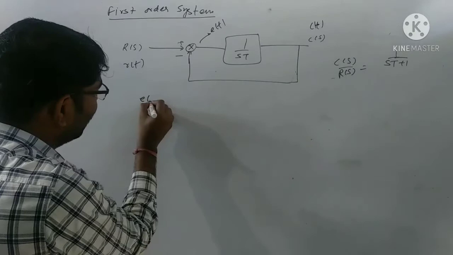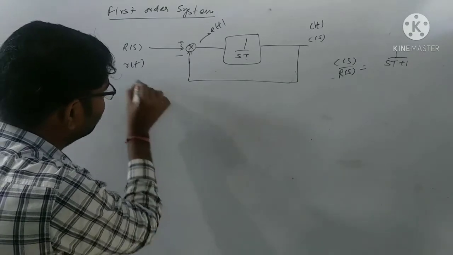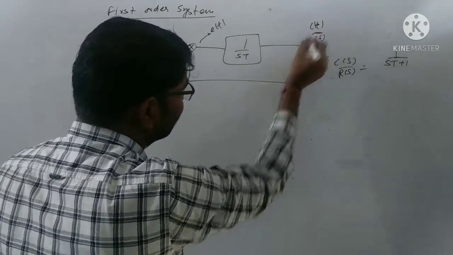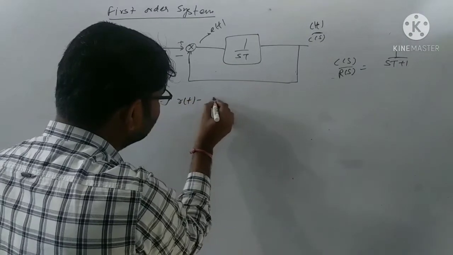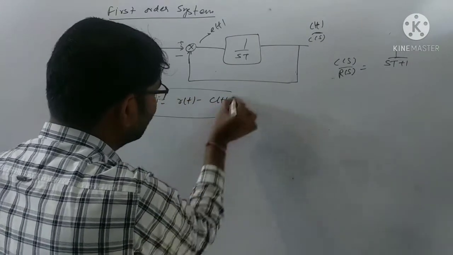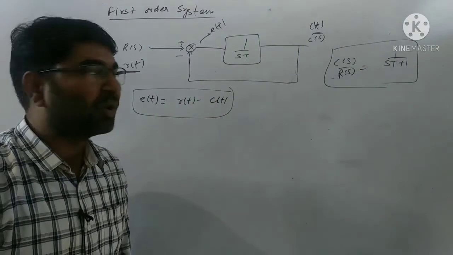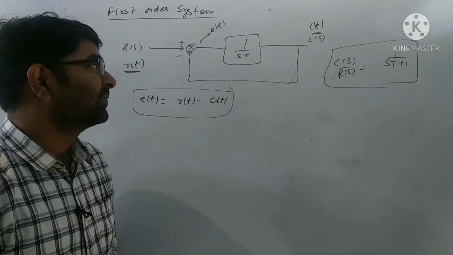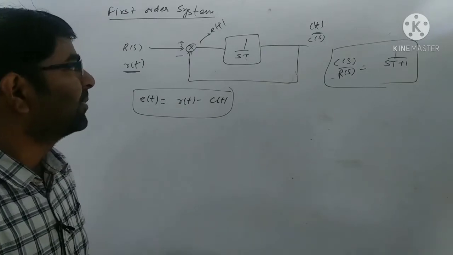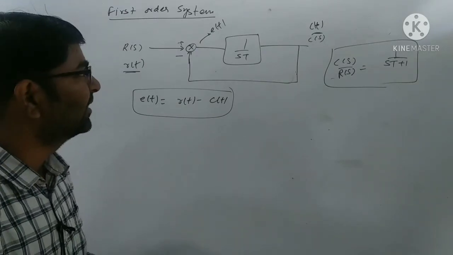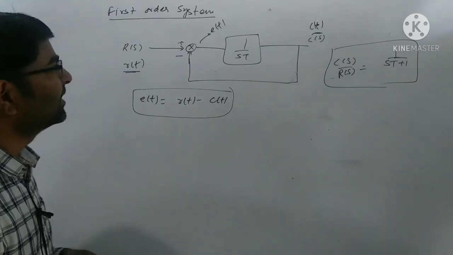So E(t) is my error signal. This can be written as a comparison of this minus this response, that is R(t) minus C(t). These two parameters are very important to discuss the time domain analysis, right? The first input I am going to apply here is my unit impulse response.